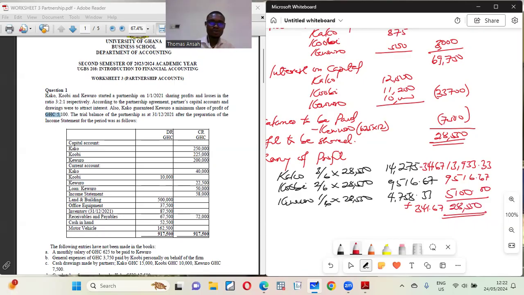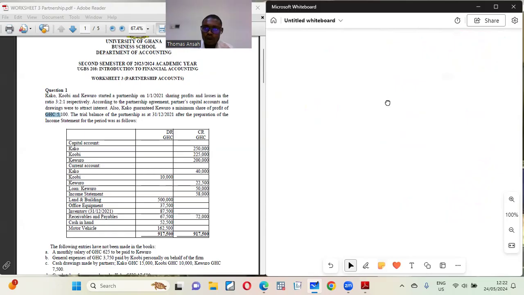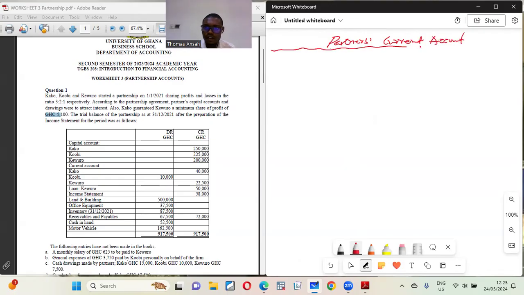The next thing for us to do is to go quickly and do our balance sheet. And before we can do the balance sheet, don't forget, we need to prepare our current account. So let's prepare our current account. Quick. So partners' current account. So in the partners' current account, what do we have? We need to draw it nicely. So I will need more space.